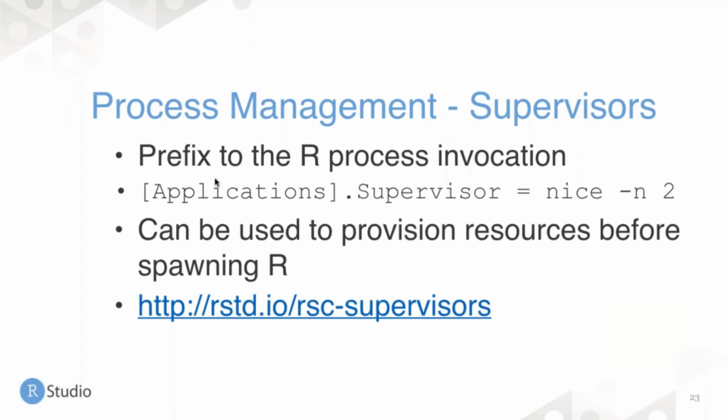If, for instance, you have a shell script that needs to be run before running R in order to provision certain resources on the server, you could use this to define a custom shell script that's going to run before running R. There are some caveats around how you should invoke this and how it needs to behave, but all of this is documented at the link that I provide here. So if you're in a world where you do need to provision certain resources before spawning R, this may be of interest to you.